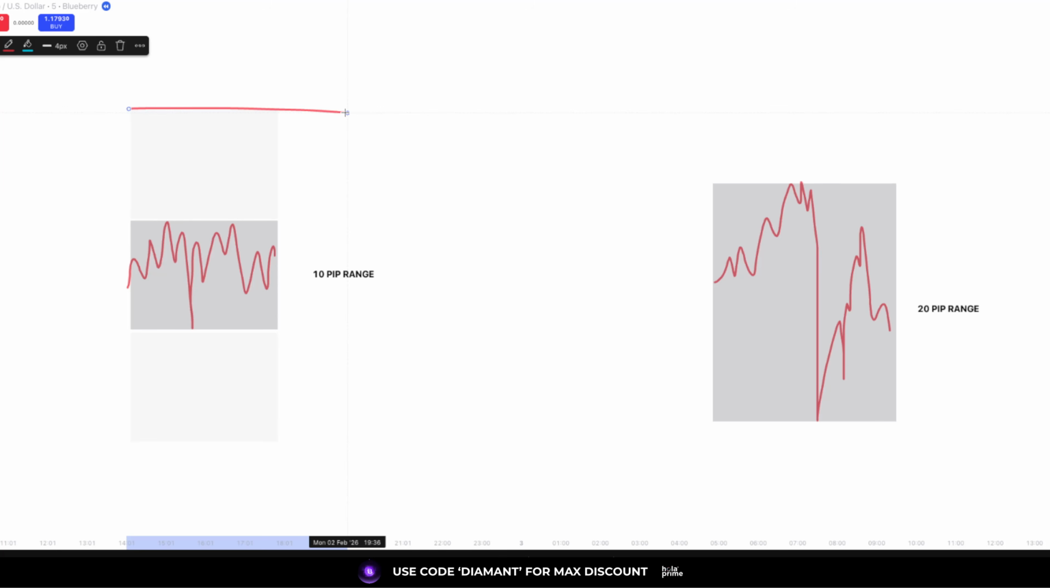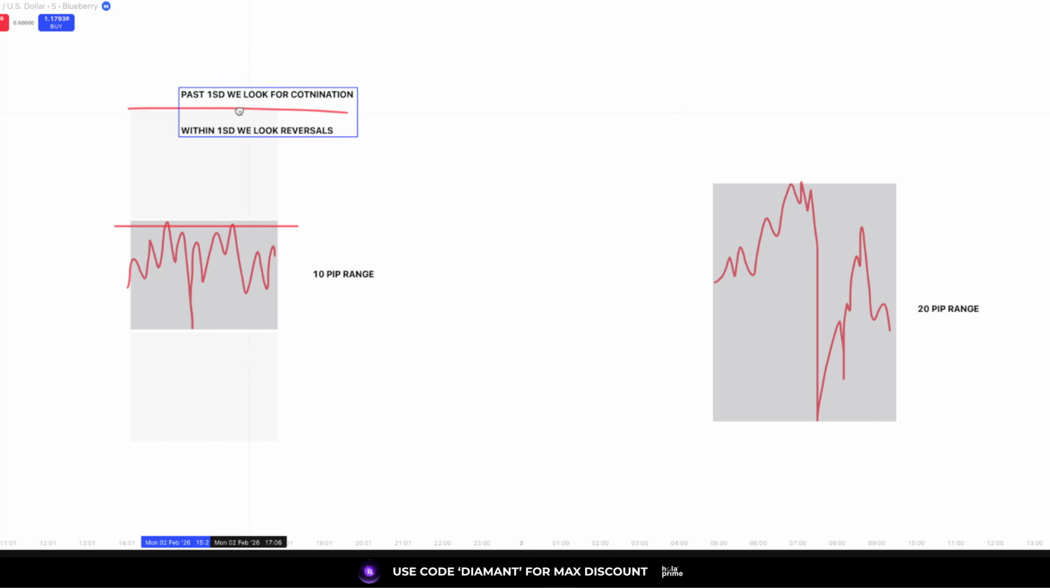So past one standard deviation, we look for continuations. So let's just write that down. Past one standard deviation, we look for continuations. Within one standard deviation, we look for reversals. And it is as simple as that. So this line right here is going to be very, very key.